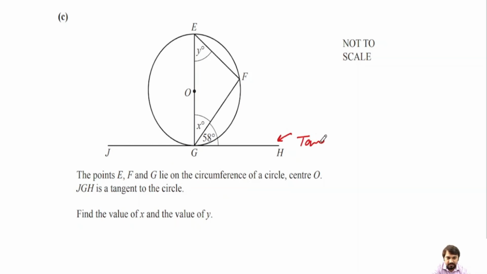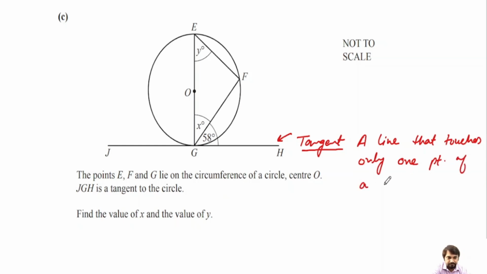And what is a tangent line? A tangent line, a line that touches only one point of a curve or a circle or any figure, that is known as tangent. A line that touches only one point of a circle is called a tangent line. Find the value of x and the value of y. Now we need to calculate the value of x and value of y.